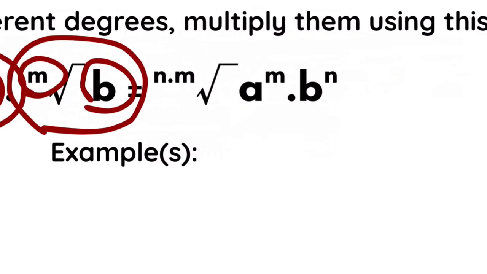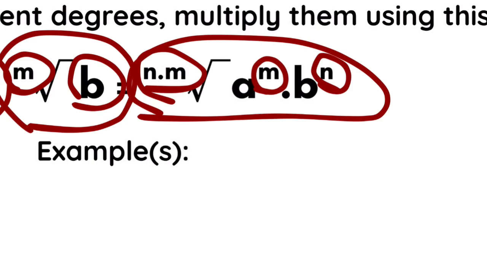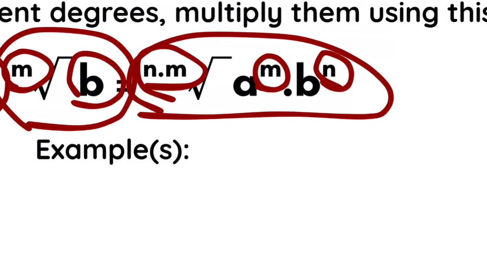And this is the exact formula, degrees multiplication, and also A to the power of m and B to the power of n. Please pay attention that the radicands don't go to the power of their own root's degree. They go to the power of the opposite root's degree, okay? So let's do an example.